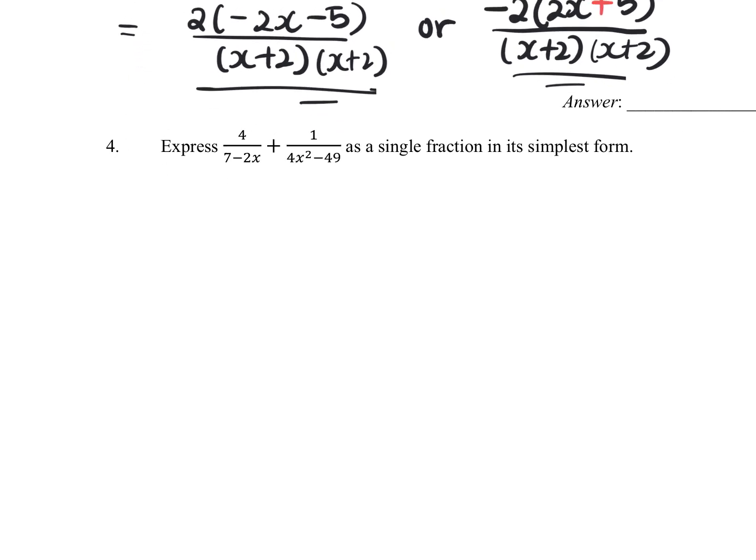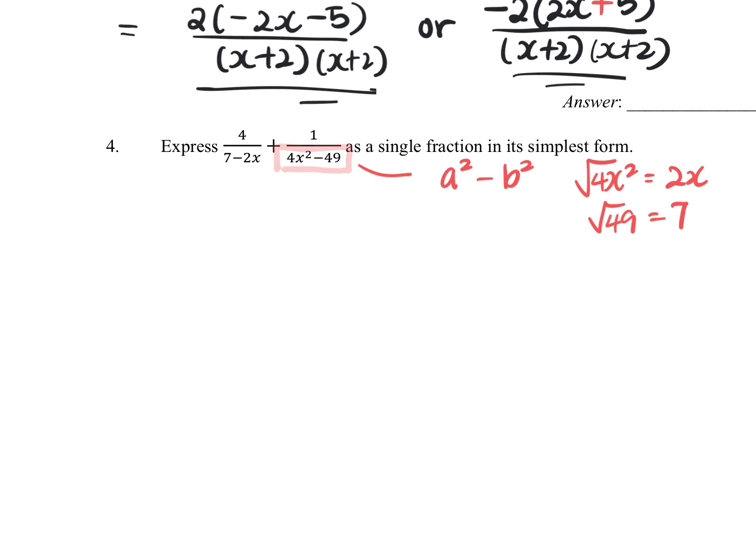Question number 4 will involve a little bit of changing sign and using special product. Let's observe. First things first, I observe that there's an x squared expression, a quadratic expression, in my denominator. This is actually 4x squared minus 49, so I'll use the special product a squared minus b squared. Why is that so? The square root of 4x squared is 2x, and the square root of 49 is 7. So both are square numbers, perfect squares.